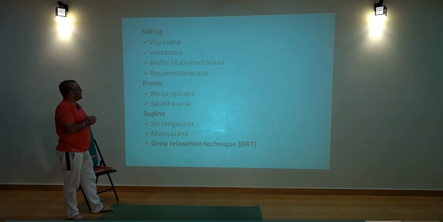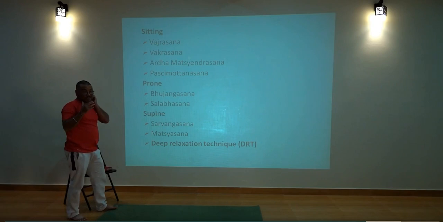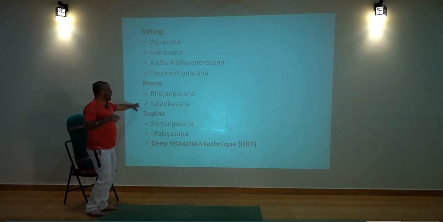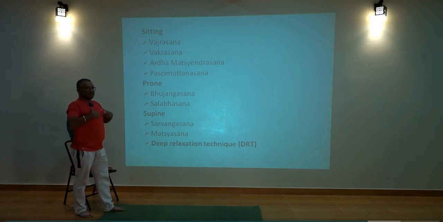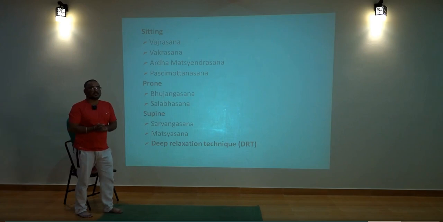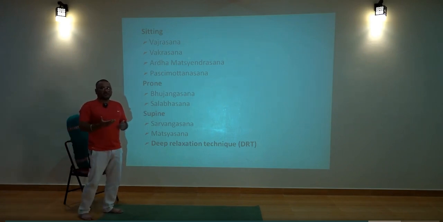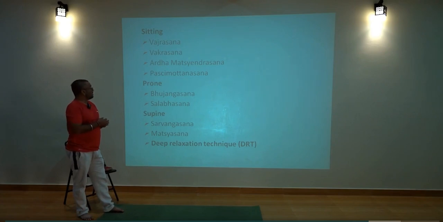Paschimottanasana, lifting forward bending. Then in the prone position, on your belly, it's basically Bhujangasana. Gradually, as you are improving your capacity, then Cobra, this Salabhasana, locust pose, you can do. In the supine posture, the Sarvangasana, that is your shoulder stand. Matsyasana, that is your fish pose. Improve the lung capacity, opening of the chest, and some deep relaxation techniques like Yoga Nidra, some yogic meditation that we can practice. So move to the next slide after this.